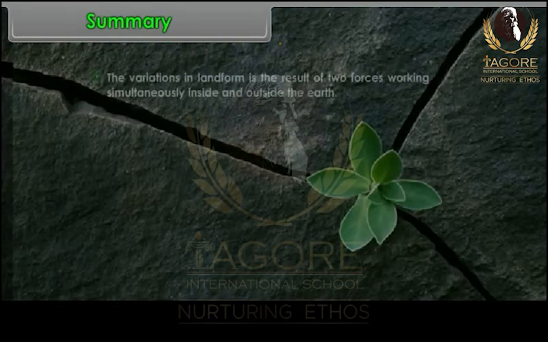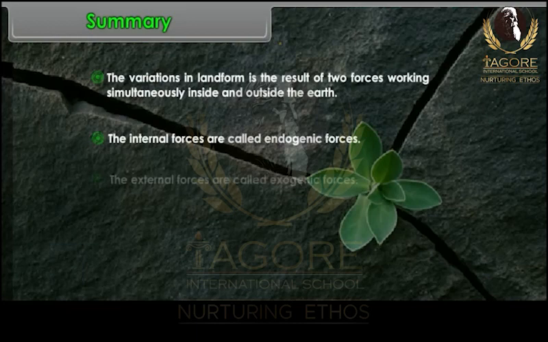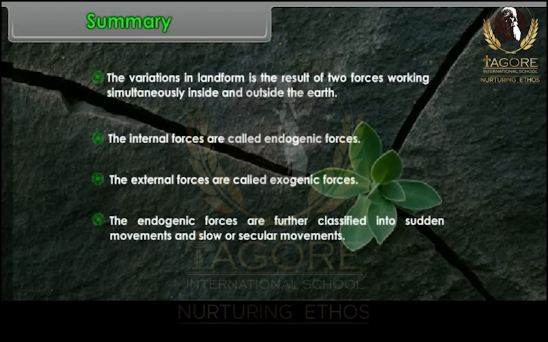Summary. The variations in landform is the result of 2 forces working simultaneously inside and outside the earth. The internal forces are called endogenic forces. The external forces are called exogenic forces. The endogenic forces are further classified into sudden movements and slow or secular movements.